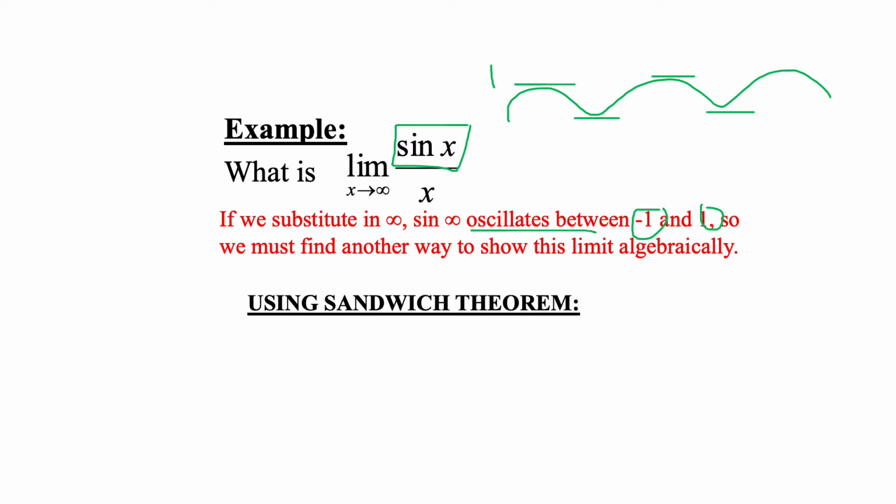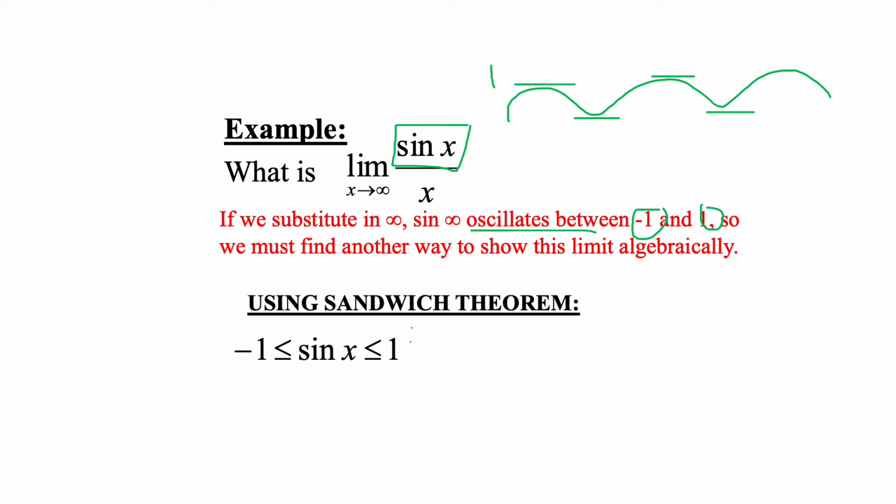So we need to find two functions, and our question, sine x over x, we need to develop it to be in between two functions with the same limit. So I need to develop this. What I will do is start with something I know, one of the identities, which is sine x is between -1 and 1. This is what we know.